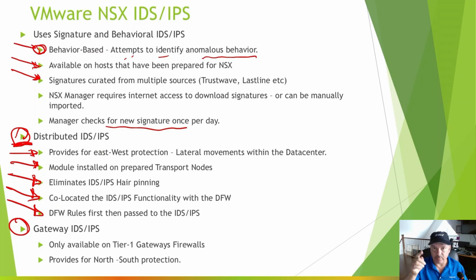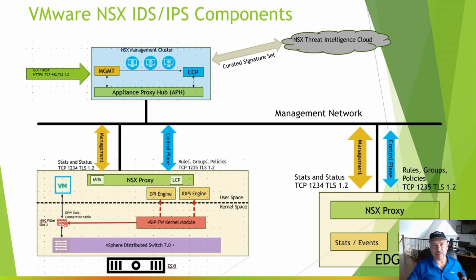Now, the gateway, this is for north-south. This is only available on the Tier 1 gateways, okay? And it provides north-south protection. So yeah, let's take a look at some of the slides here. Now, let's talk about some of the components.